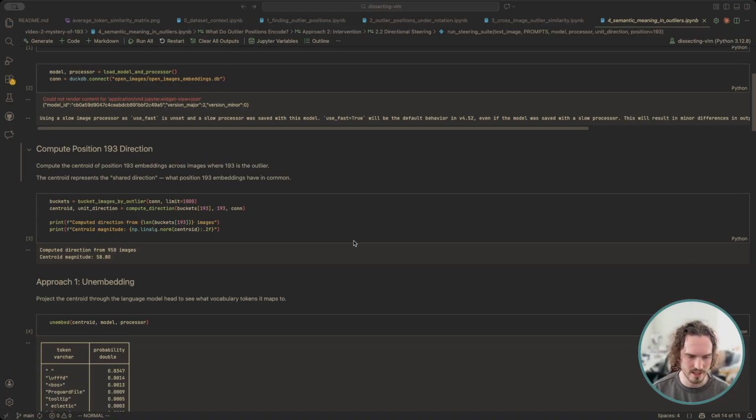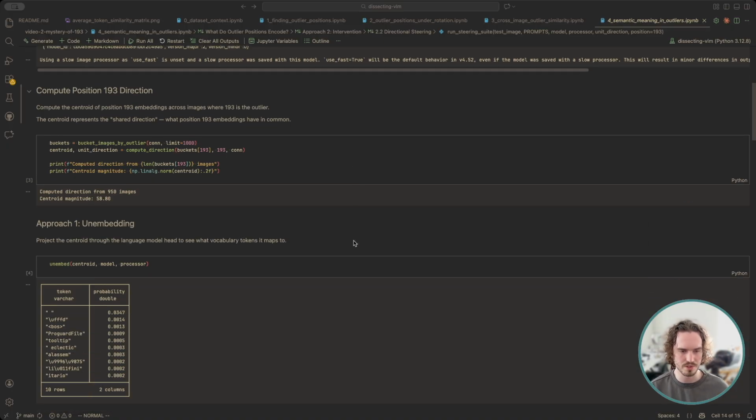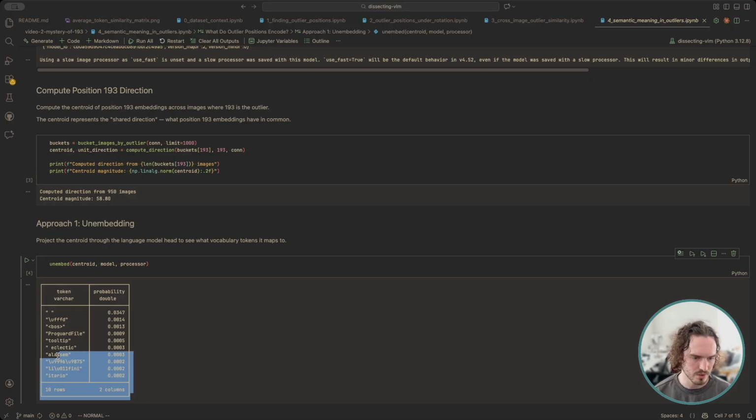And so taking us back to the first video, I was wondering if we could just unembed it. When we unembed that centroid, unfortunately, whatever 193 is encoding, it doesn't really seem to align with the model's textual vocabulary well. We're not really getting anything semantic, and all of these probabilities are very low. So this doesn't really tell us much.